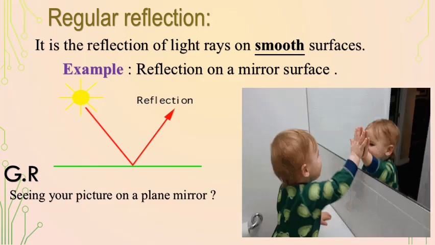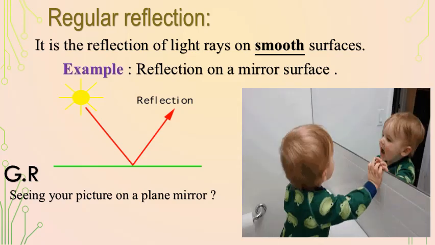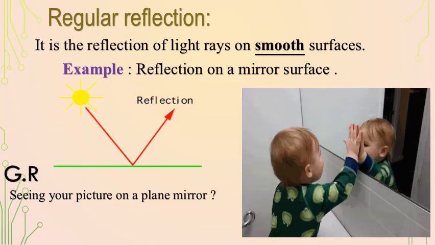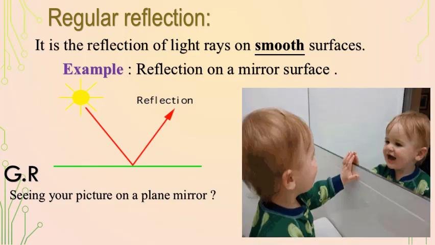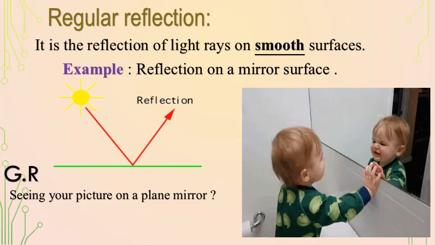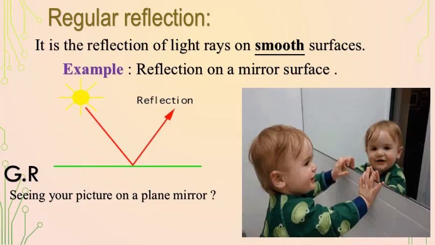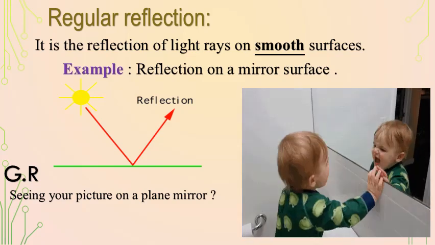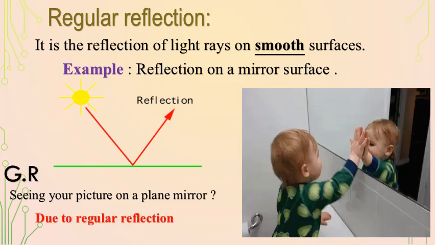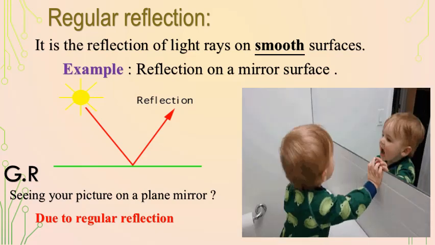Regular reflection happens when light falls on a smooth surface and is reflected back in one direction, causing formation of your image on the mirror. So when I ask you, give reason, seeing your picture on a plain mirror, that happens because of regular reflection.